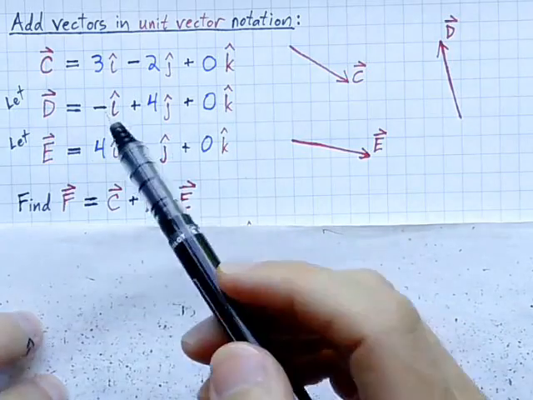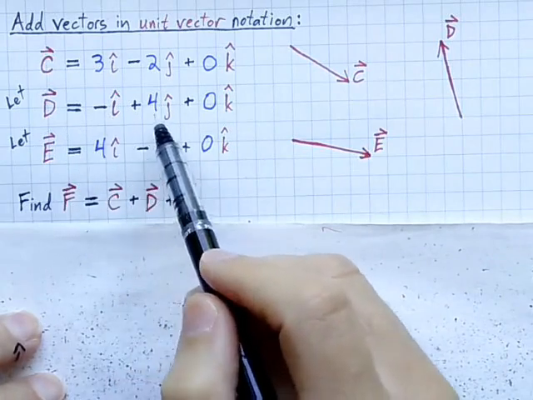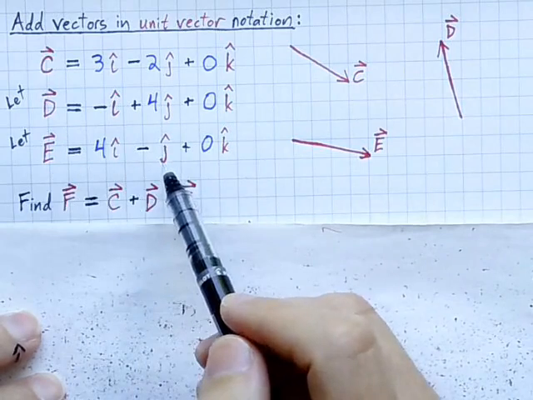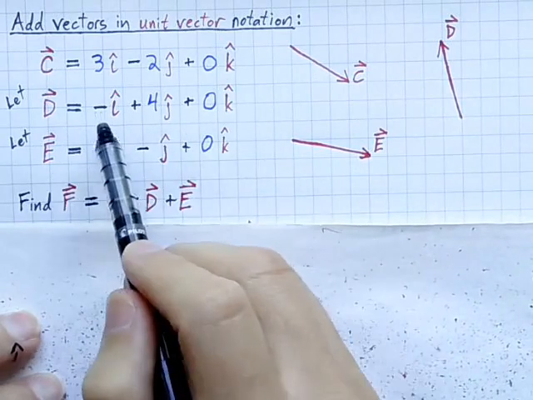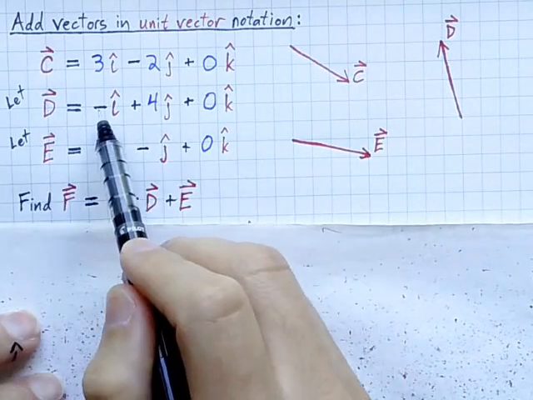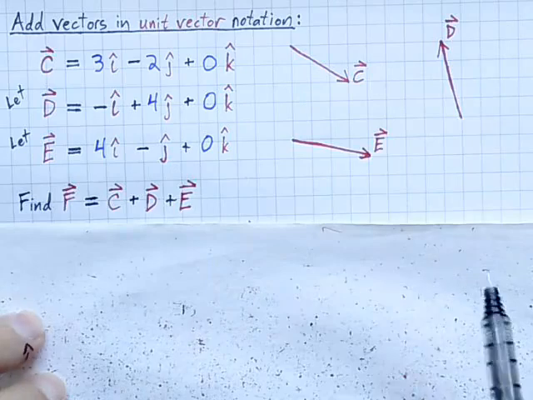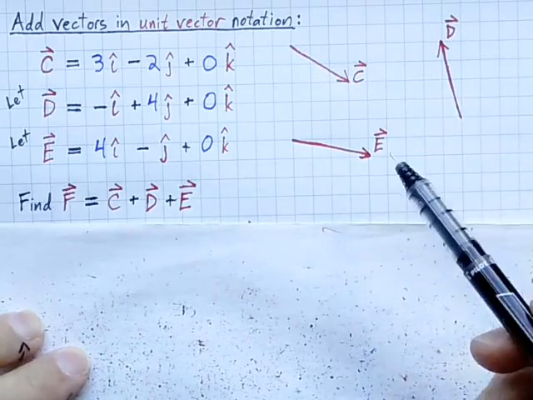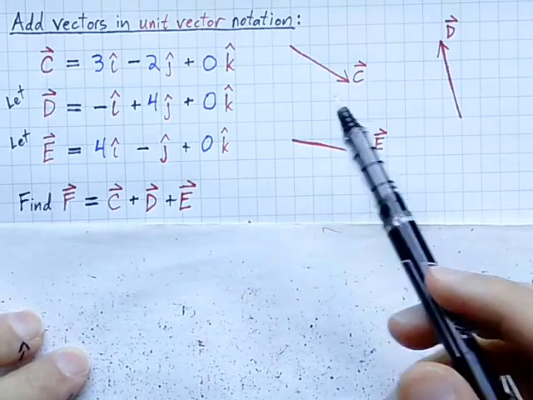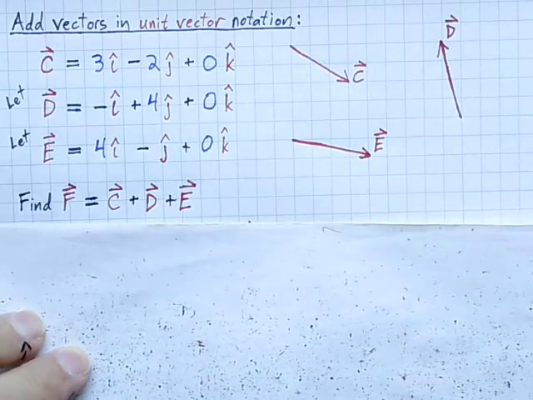Now, let's define two new vectors. Let D be -i hat plus 4j hat, and E will be 4i hat minus j hat. And understand that when we say -i hat or minus j hat, what we mean is -1 times i hat, and this would be -1 times j hat. So this would be those three vectors there, C, D, and E. I've left off the k hat components just because it's hard to draw in 3D here.